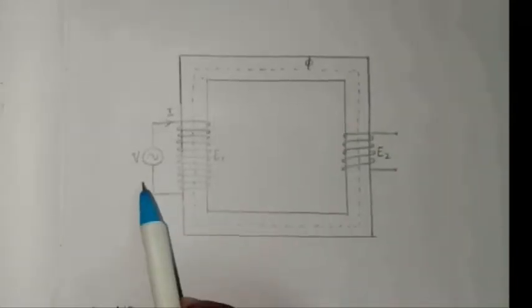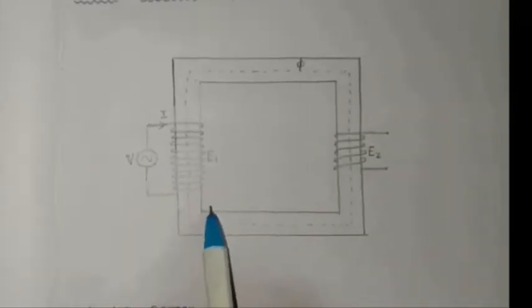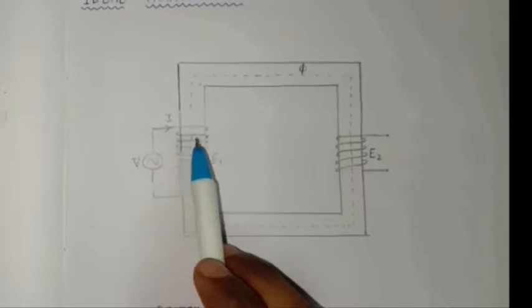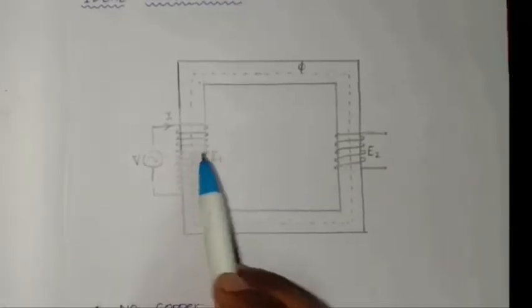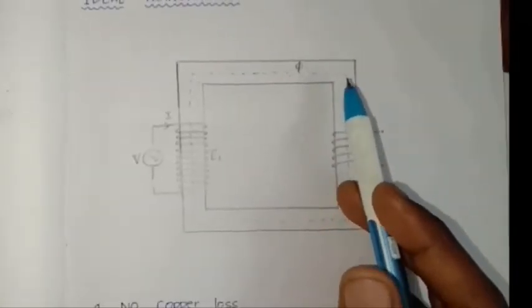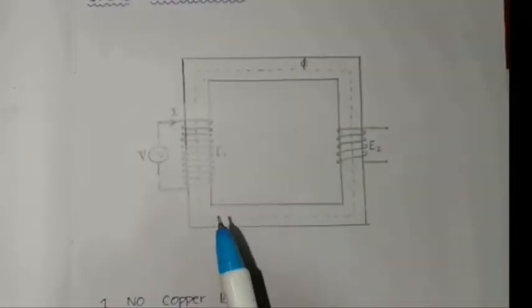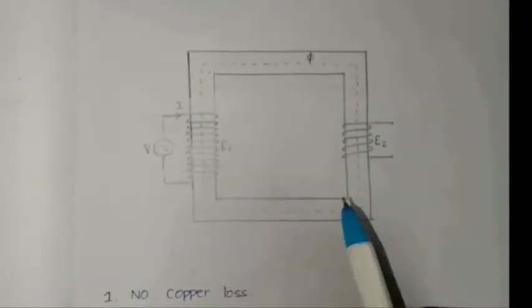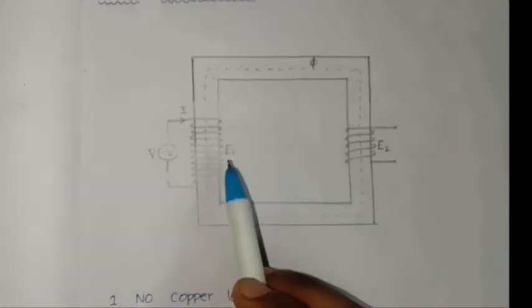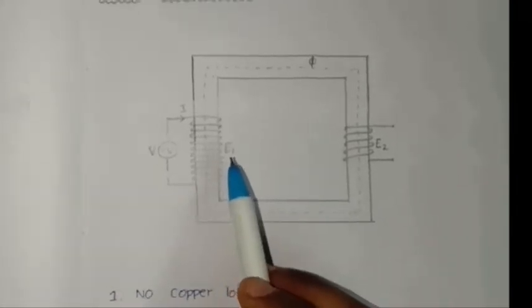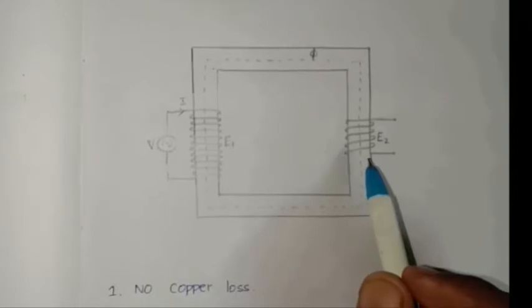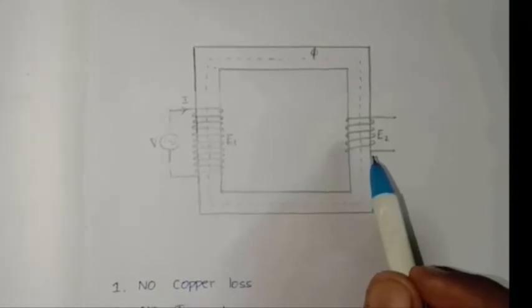Whenever a supply voltage V is fed to the primary side of the transformer, an alternating current passes through the inductor, which produces an alternating flux. Due to this alternating flux in the core, an EMF E1 and E2 is induced at the primary and secondary of the transformer respectively. This induced EMF E1 is due to self-inductance. This induced EMF E2 is due to mutual inductance.